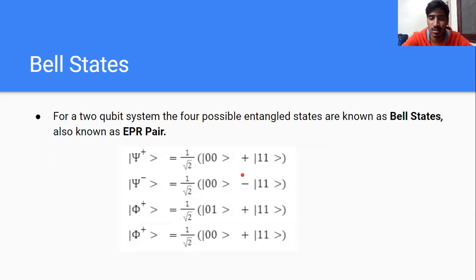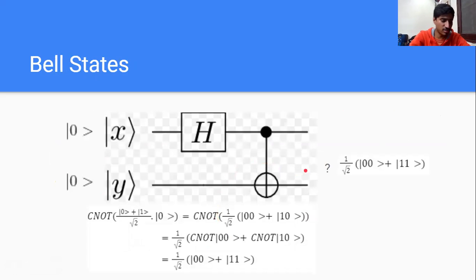So for a 2 qubit system, we have only 4 possible entangled states, and they are known as Bell states. So these are the 4 Bell states. And to achieve these Bell states, this is the circuit. So let's understand this circuit.